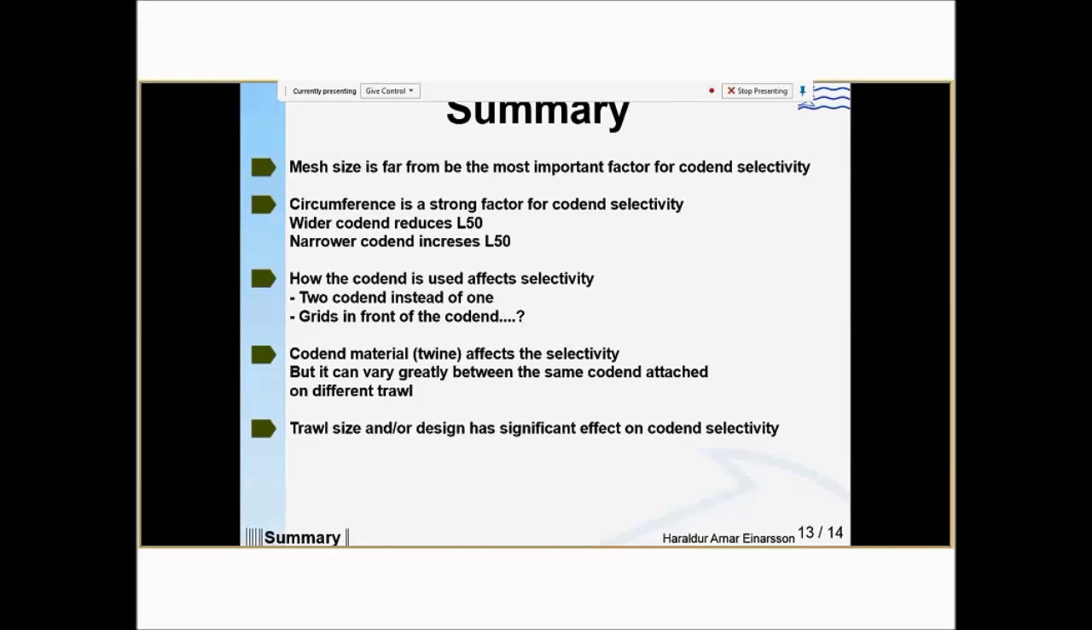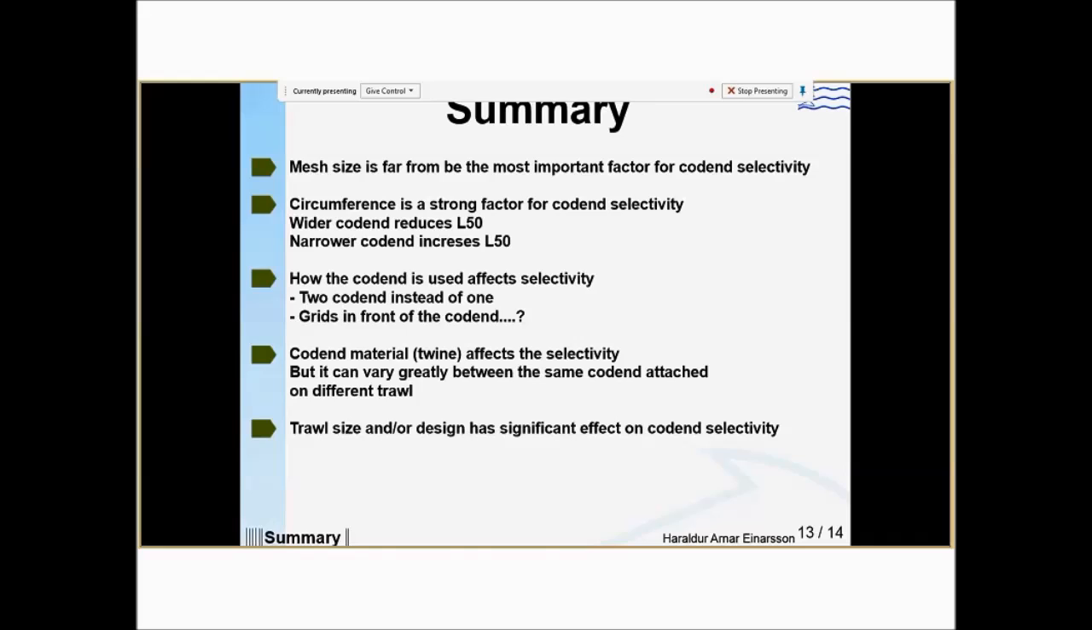So, summary of this. Mesh size is far from being the most important factor for codend selectivity. Circumference is a strong factor for codend selectivity. Wider codend reduces the L50 generally. Narrower codend increases the L50. How the codend is used affects the selectivity, like we did see, 2 codends instead of 1.